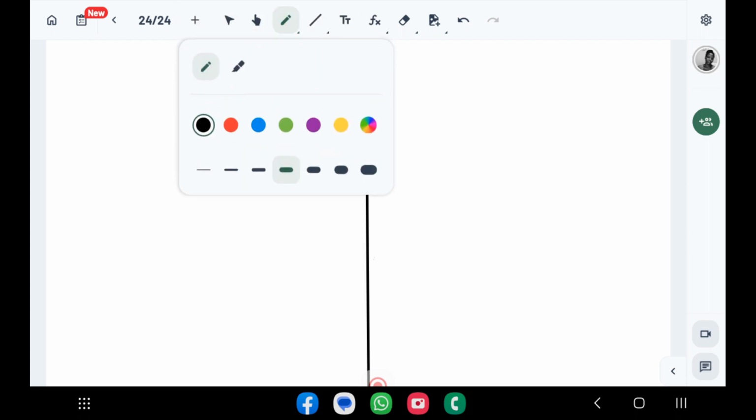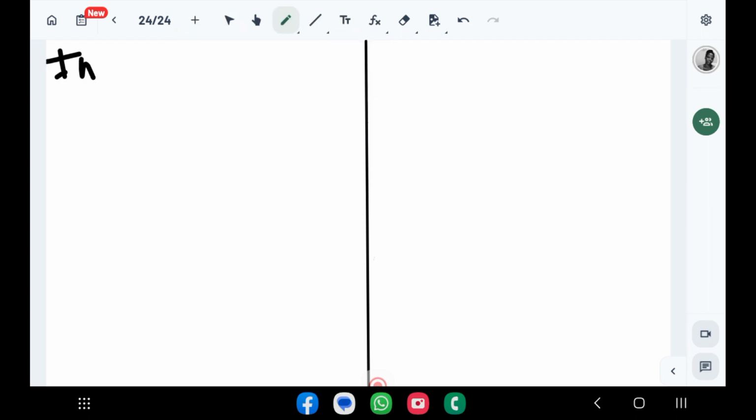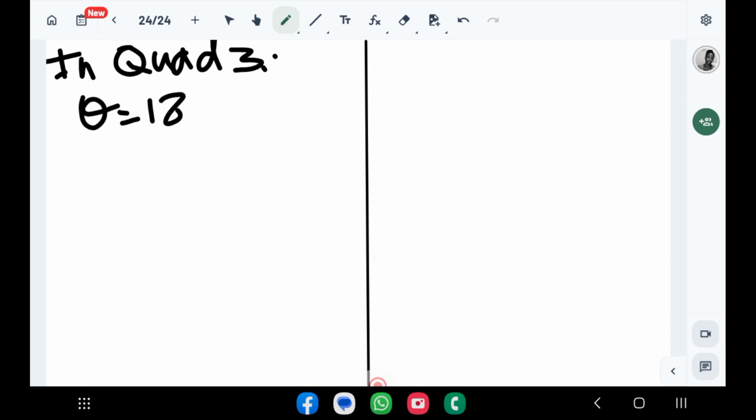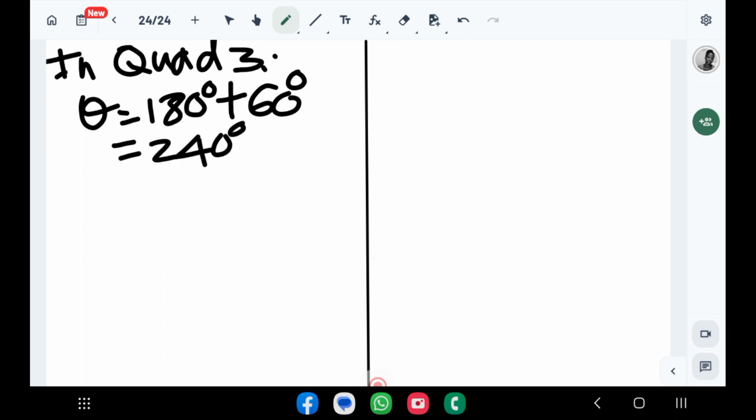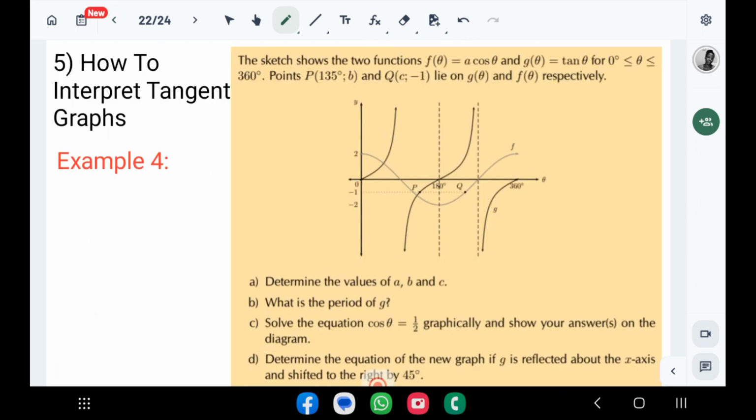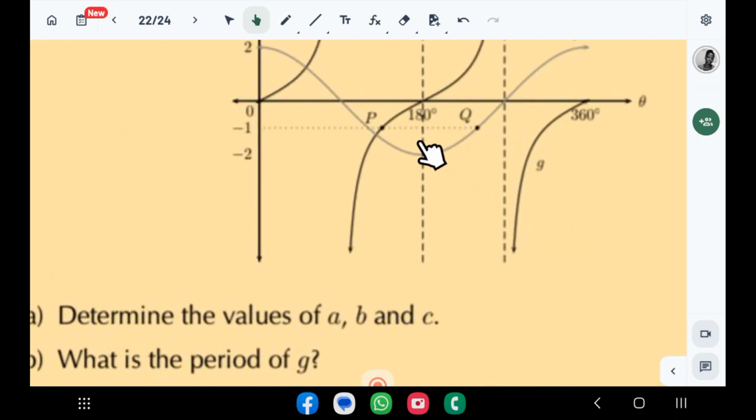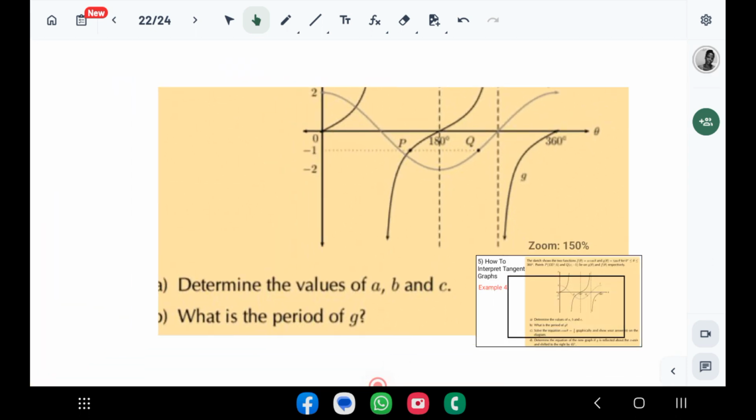In quadrant 3, your angle theta is equal to 180 degrees plus the reference angle, which is 60 degrees. That is 180 plus 60, which equals 240 degrees, and that is the angle there. Let's look at the angle. This is the angle here. It's over 180 but less than 360 degrees, and less than 270 degrees also, so that's 240 degrees.